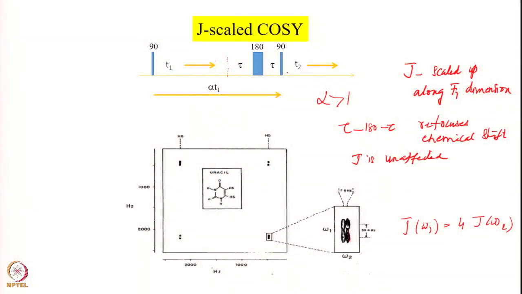Therefore, in this one what will happen is you will have plus minus here, but the minus plus appears at a much larger distance, okay. So this separation is 4 times J, and this one is only J. Therefore, the cancellation here is much reduced and you will see a good cross peak intensity in your experimental spectrum, okay. So this is one strategy to get over this difficulty of cancellation of cross peak intensities, okay.